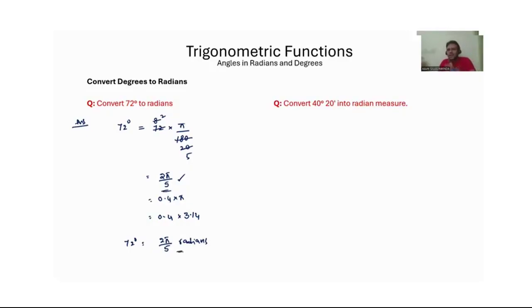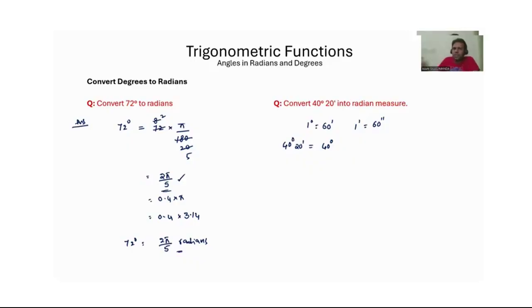Okay. All right. Now let's look at, we talked about 1 degree is 60 minutes. 1 minute is 60 seconds, right? So that we will see here. Now we need to convert 40 degrees and 20 minutes into radians. So first convert this into an angle, 40 degrees and 20 minutes, right?